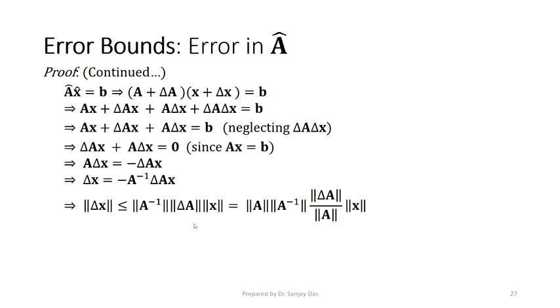Then what do I do? I multiply and divide by the norm of A. So I multiply by the norm of A on the right hand side, and then I divide by the norm of A. Okay. Now what does this look like?